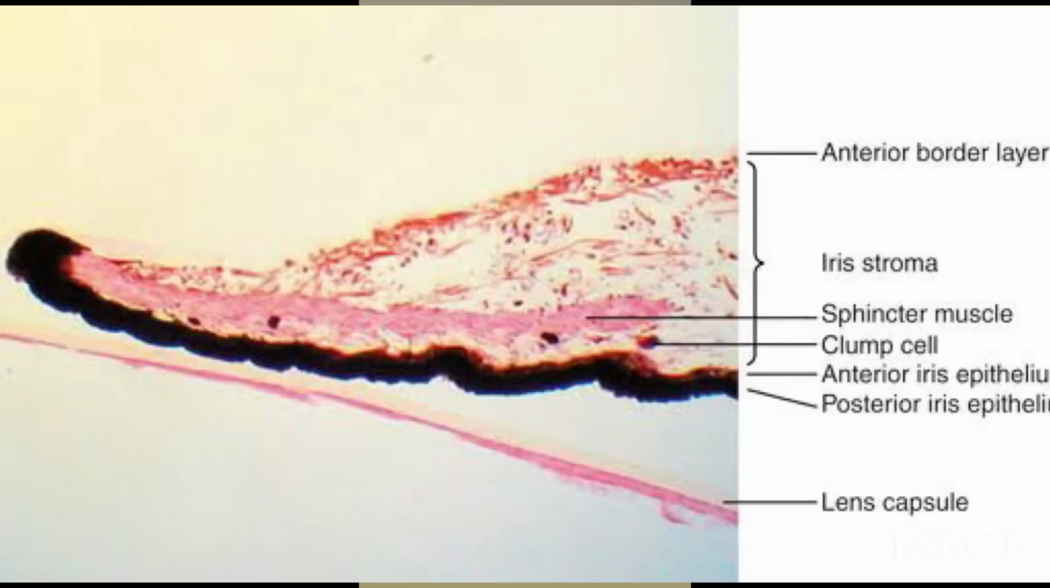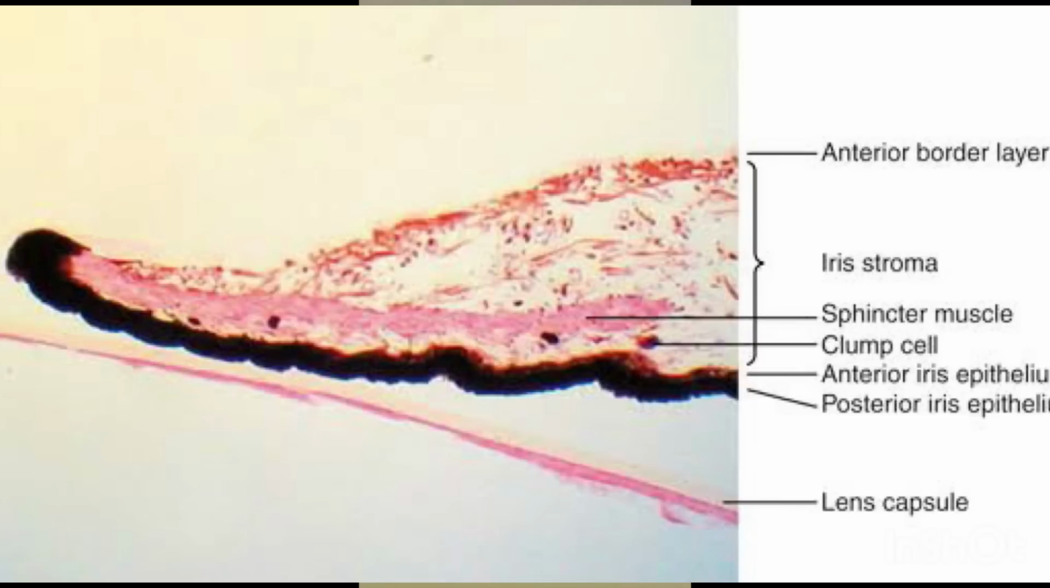The third one under the layers of the iris is the sphincter and dilator muscles. These are the specialized muscles within the iris that control the size of the pupil. The sphincter muscles contract to make the pupil smaller and the dilator muscles contract to make the pupil larger.